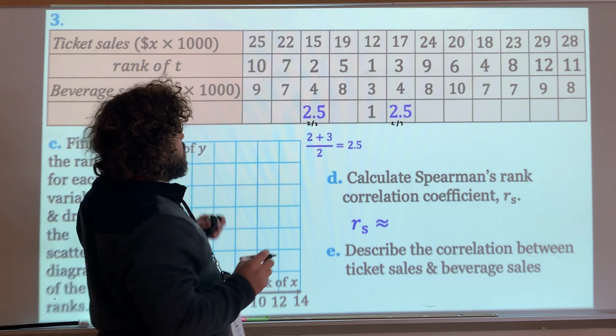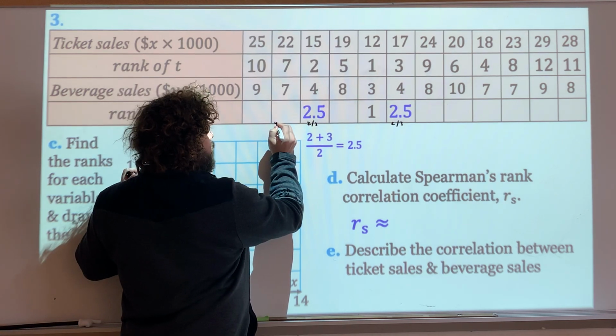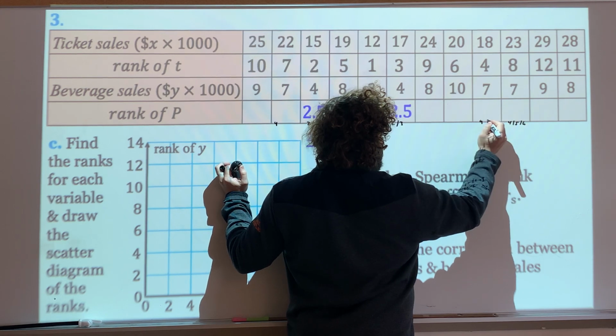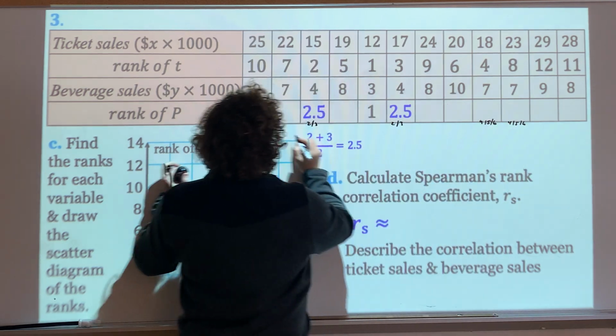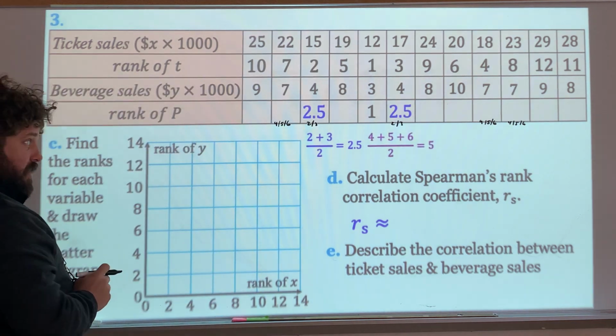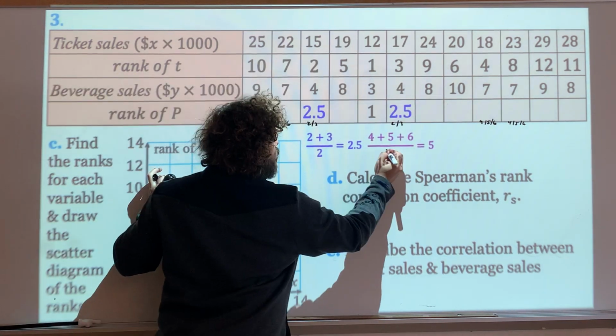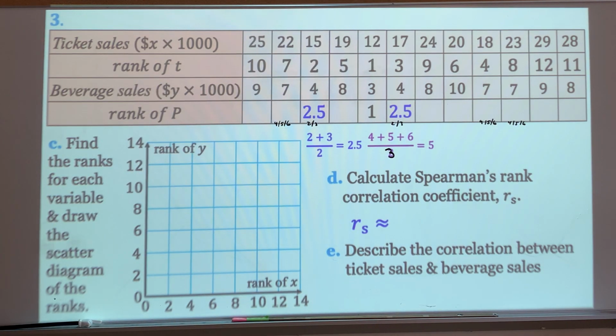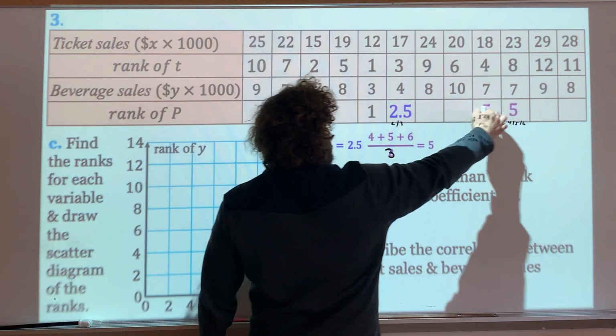4, uh-oh. This would be 4. This would be 4. This would be 4. So technically these are 4, 5, and 6. These are each 3. So 4 plus 5 plus 6 divided by 3 is 5. All right? So 5, 5, and 5.